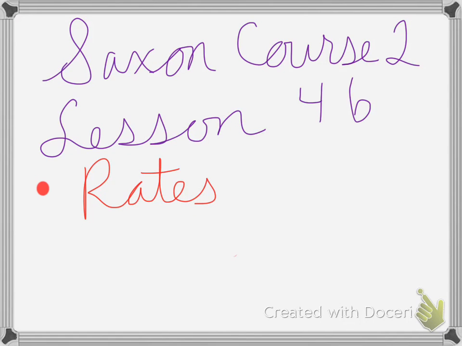Saxon Course 2, Lesson 46 is on rates. So here we have Arnold drove 390 miles from Los Angeles to Sacramento in 6 hours. What was his average rate of speed?